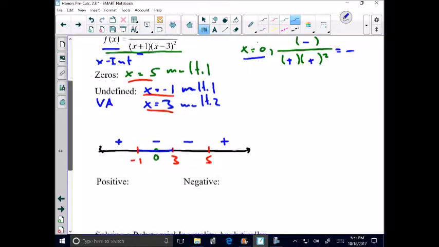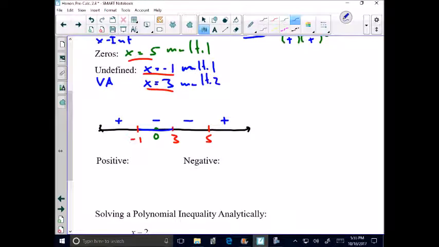And now right here what we can say is that this rational function is going to be positive on the interval from -infinity to -1, union with the interval from 5 to positive infinity. And this function is going to be negative on the interval from -1 to 3, union with the interval from 3 to 5.